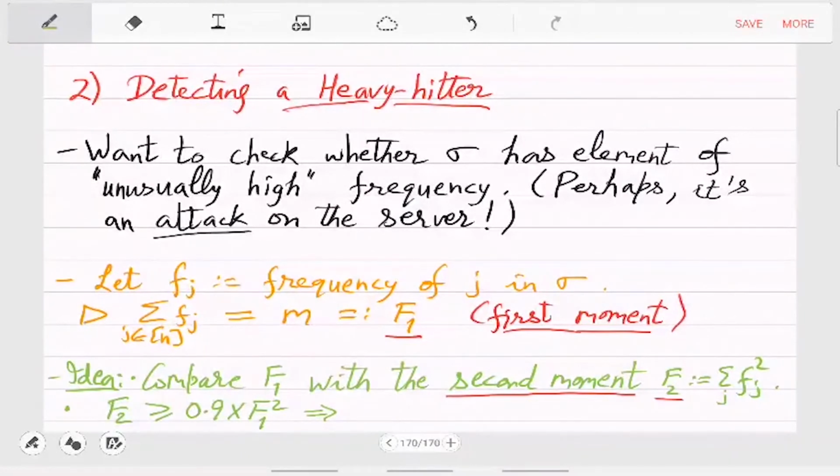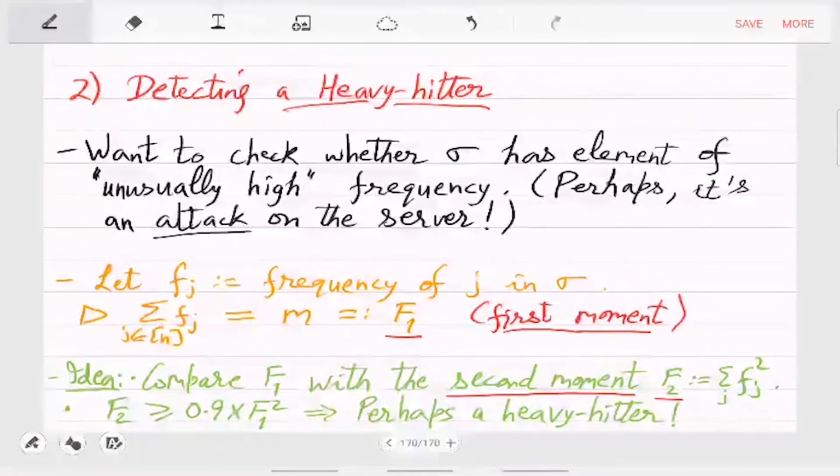But it being close to f1 square suggests that something is wrong. There is a heavy hitter, implies that perhaps a heavy hitter. Okay, so comparison is fine. You can decide how to define heavy hitter in terms of f2, f1. This is just one option. But the bigger question is how do you compute f1 and f2?